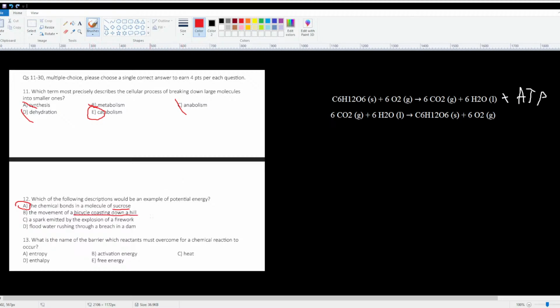If we have the bicycle coasting down a hill, when the bicycle was on top of the hill, that would be gravitational potential energy. A spark emitted from a firework, once again, that would be chemical potential energy, and then water rushing through a dam.